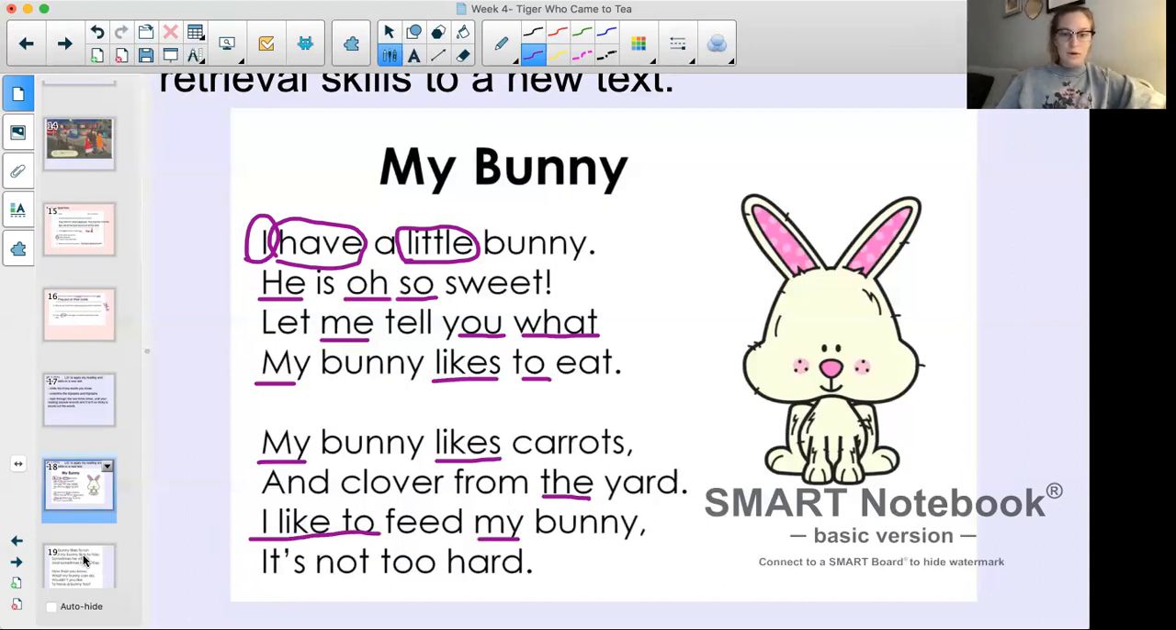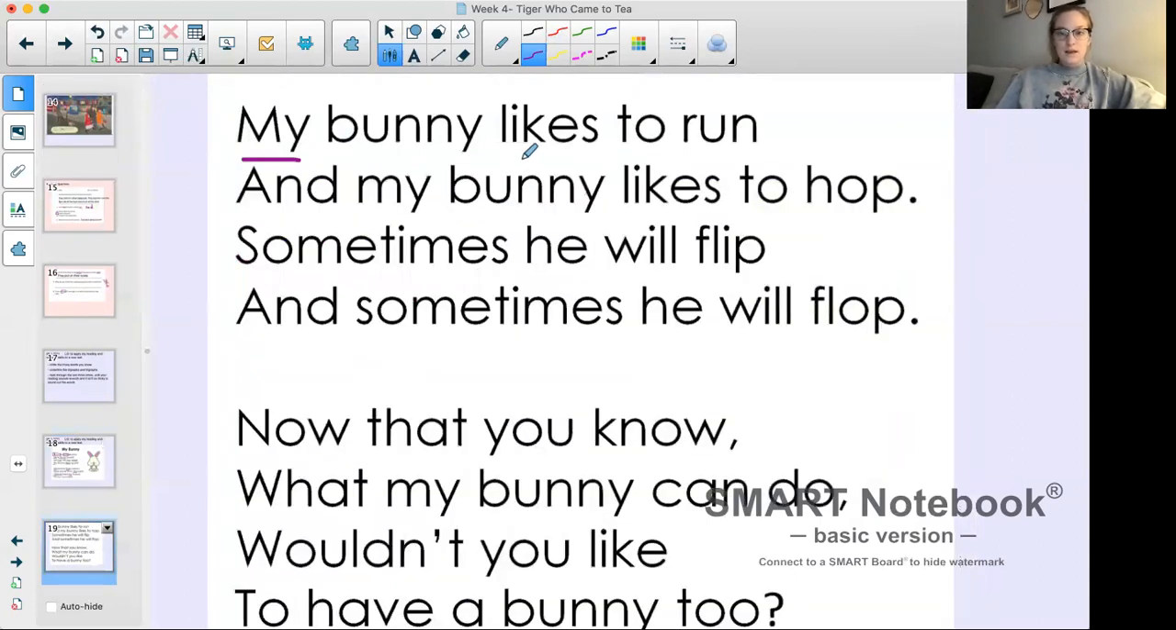Perfect. We'll keep going. My likes to, my likes to. And you'll notice a lot of these words repeat themselves in the sentence.